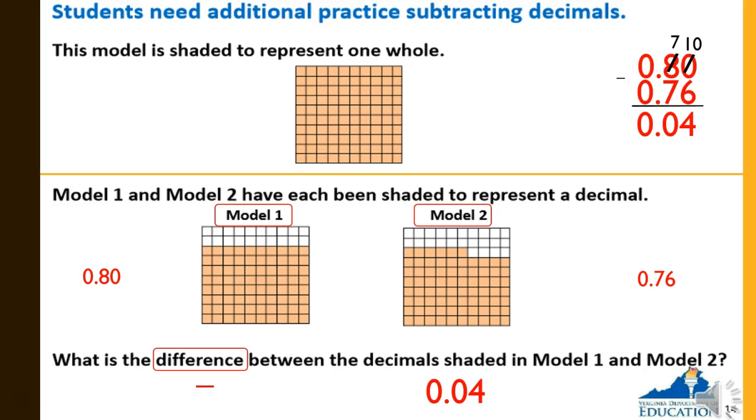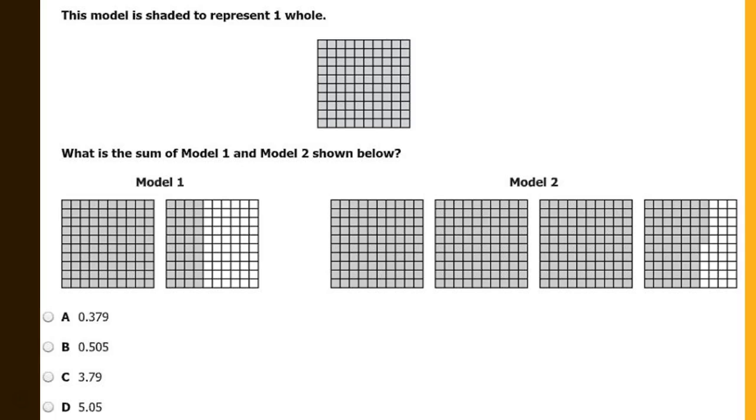I hope you guys are ready because you get to do one all by yourself now. Okay, I'm going to get you started though. So let's look at the top. This is information for you. This model is shaded to represent one whole. So if it's all the way filled in, we know that it equals 1. Okay, so keep that in mind. Let's go ahead and look at the bottom because this is where the problem is.